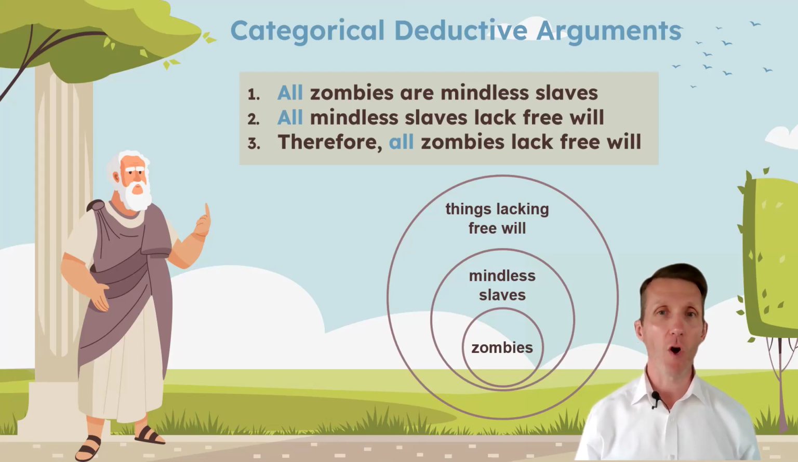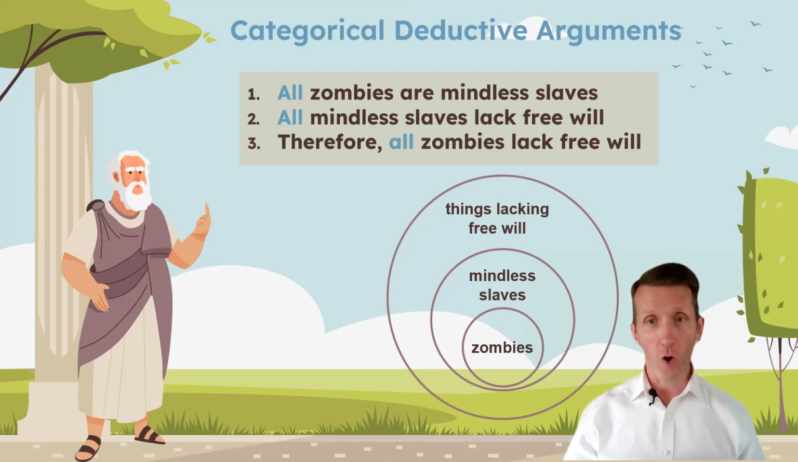And then in premise two, you have all mindless slaves lack free will. So you have things lacking free will. All the mindless slaves are within that. All the zombies are within that. Therefore, the conclusion does in fact follow. All zombies lack free will.